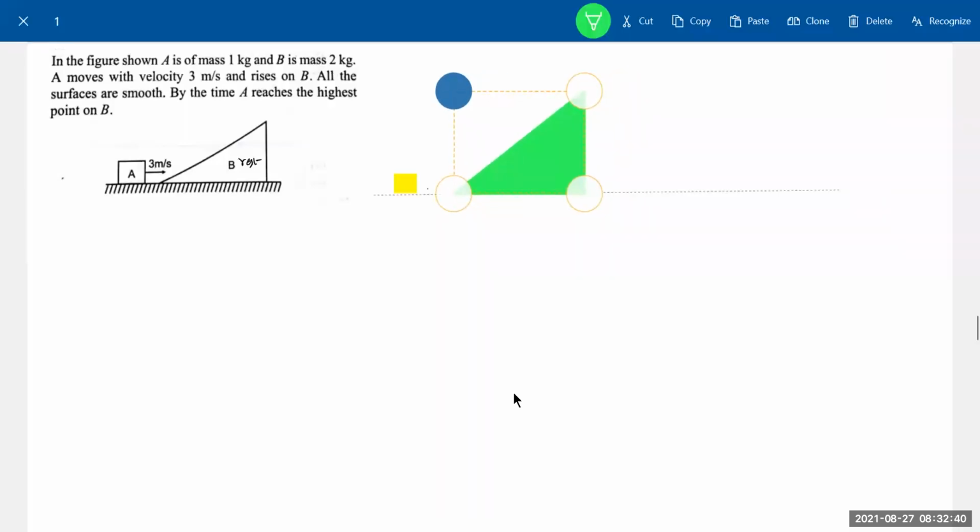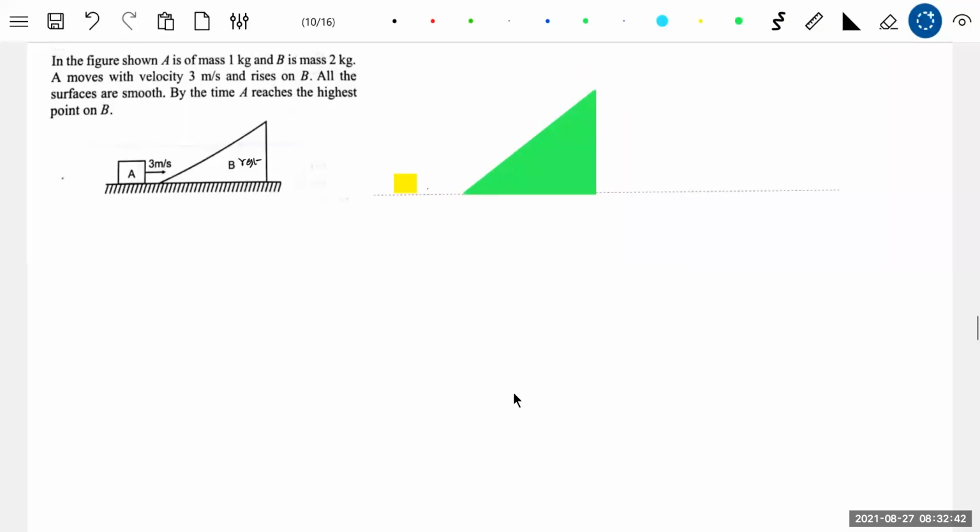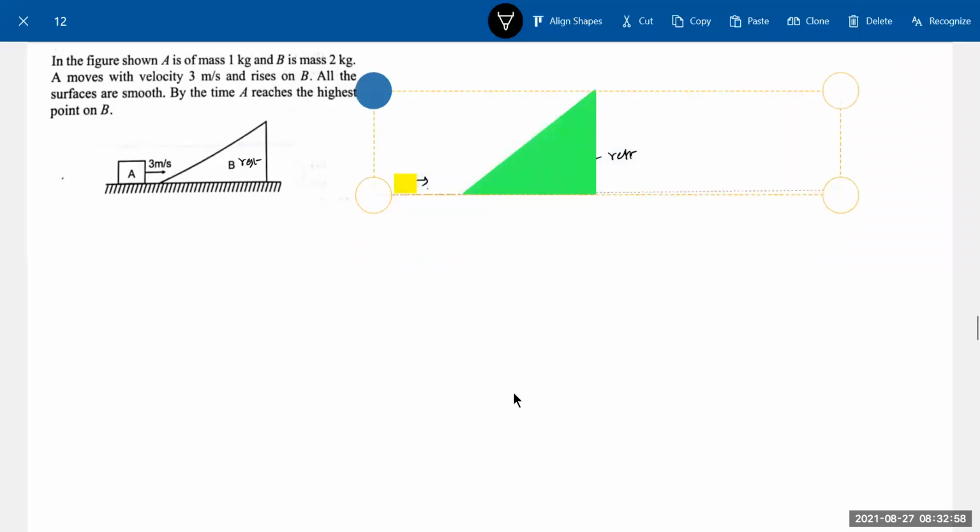I have to carefully analyze the system. So the block will climb up. So initially, what is the state of this? This is at rest. All the surfaces are smooth. Now, what are the sequences that will take place?